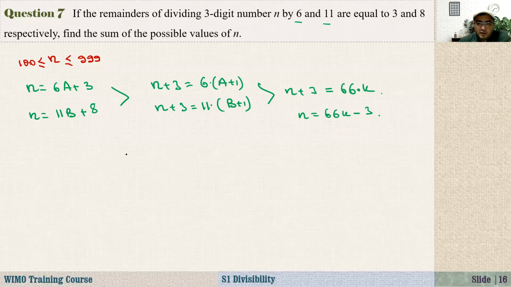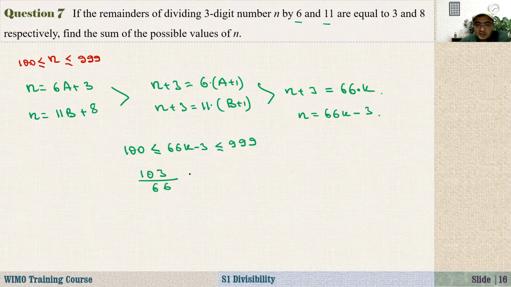Now if you just solve it for 100, so here we have 100 less than or equal to n, N is 66k minus 3, less than or equal to 999, right? So first I should add 3 and divide by 66. So here we have 103 divided by 66 less than or equal to k less than or equal to, if you add 3 to this number, we have 1002 over 66. And 103 over 66, we know that it's greater than 1, less than 2. It is 1 point something.